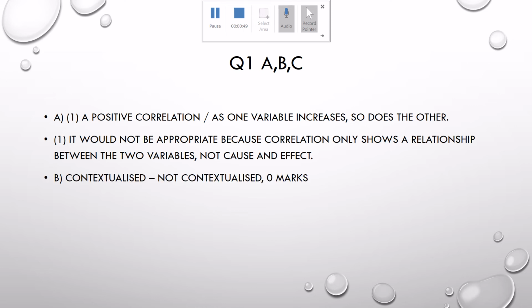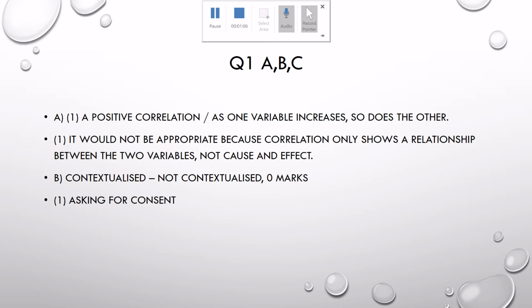Okay. Question B, it must be contextualised. Please read through it. Can you highlight terms like mood, sleep, whatever it might be? If it's not contextualised, you don't get any marks, okay? Which hopefully by now you've started to avoid doing, fingers crossed.